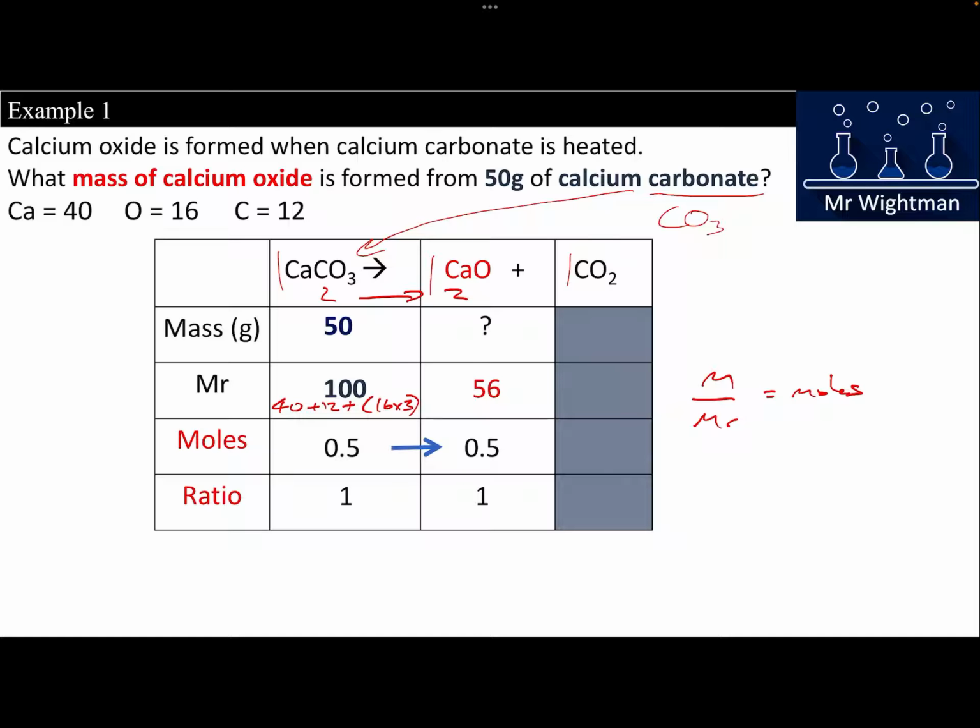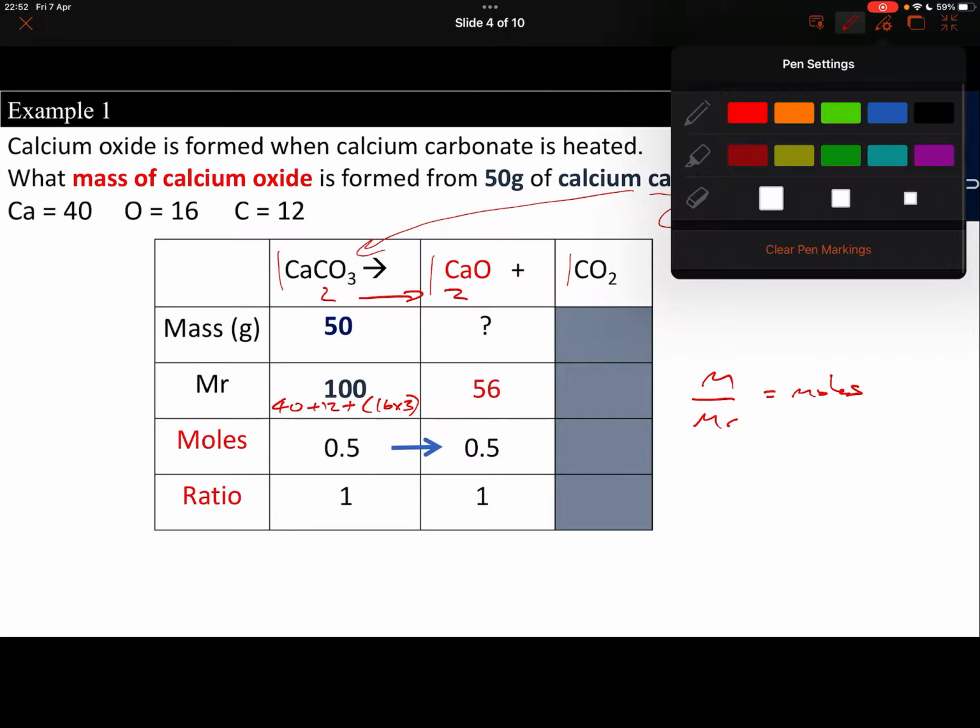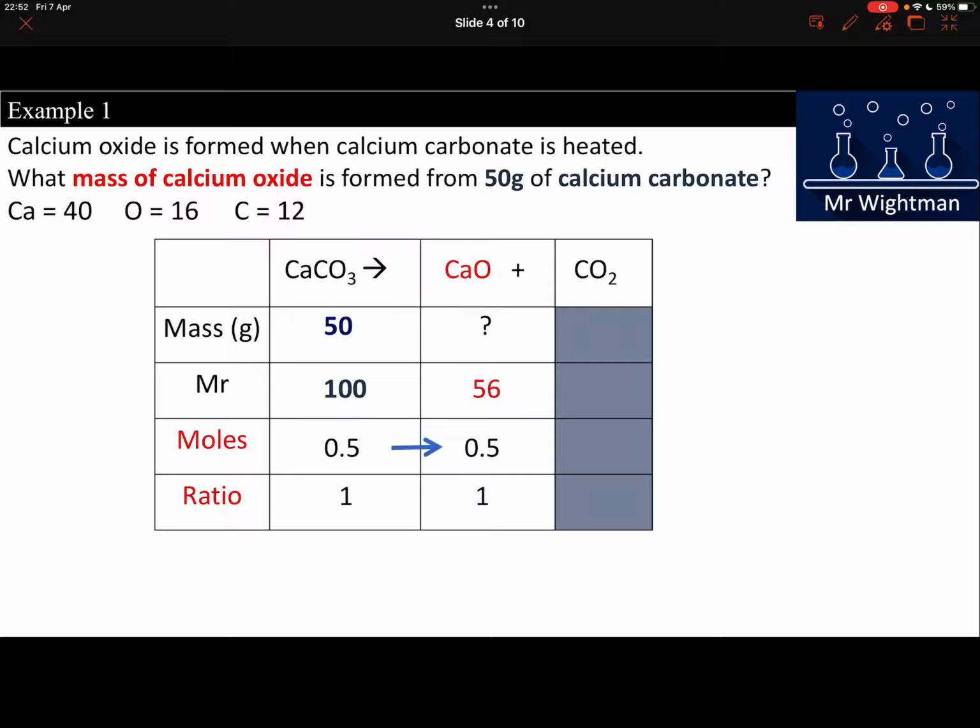And so, because I have 0.5, timesing that by 1, because the ratio is 1 to 1 in the equation, means I'm going to have 0.5 moles of calcium oxide. To work out the mass, mass equals moles times MR. I now have 0.5 moles, and the relative molecular mass of calcium oxide is 56. So 0.5 times 56 will give me a mass of 28 grams.